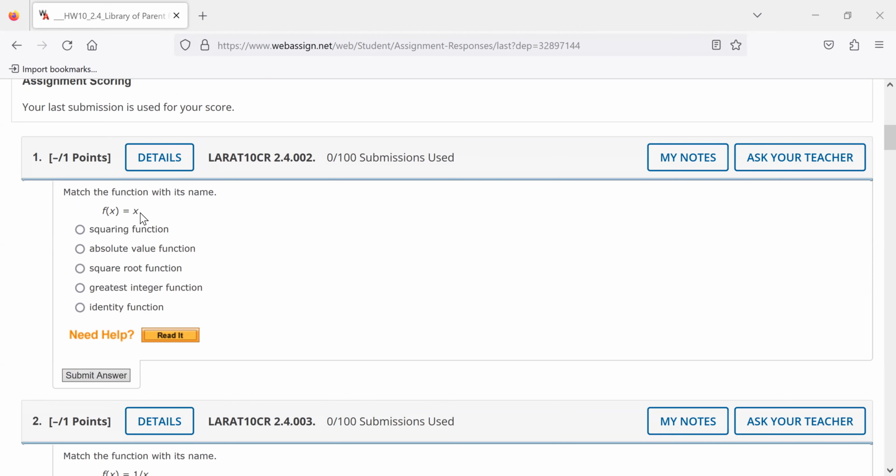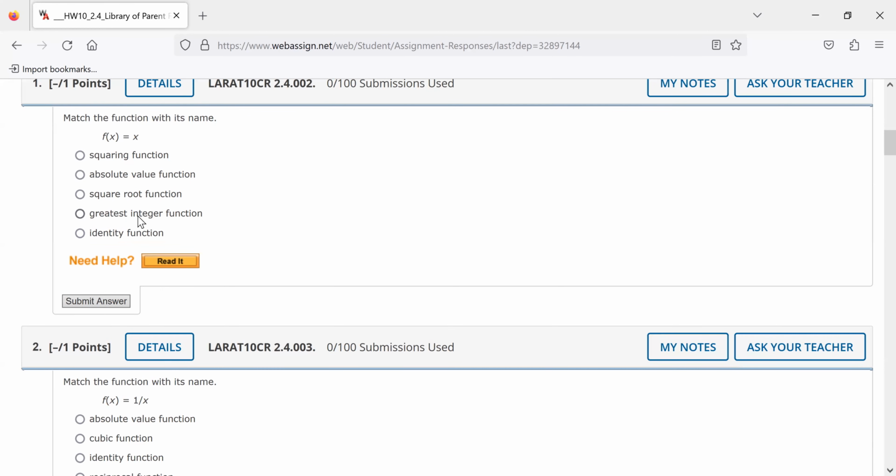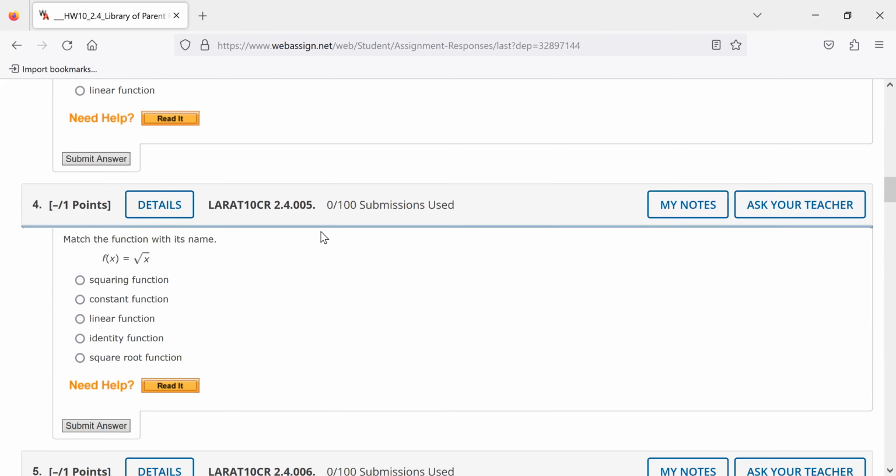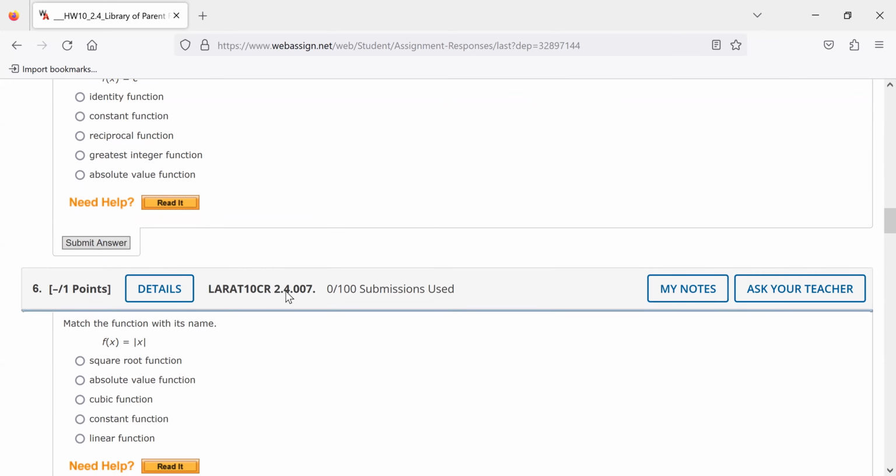Match the function with its name. So here they want to know, do you know what it's called? Well, it's not absolute or squaring. It's none of the first four. It's the identity function, because whatever you plug in is what you get out, right? Plug in 1 and get a 1. So here they just kind of want you to know the names. So let's move on. The PDF I gave you has all the names.